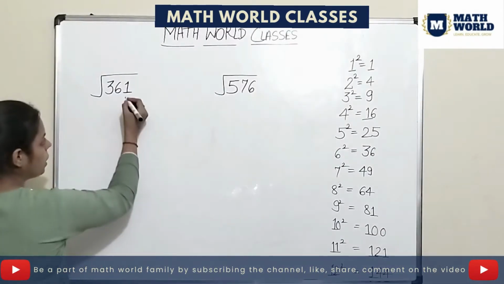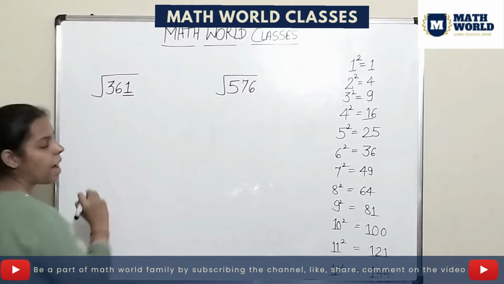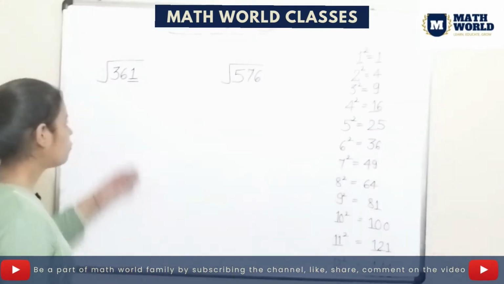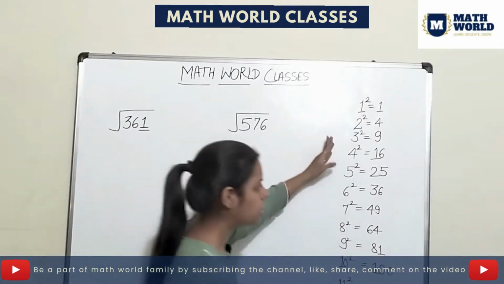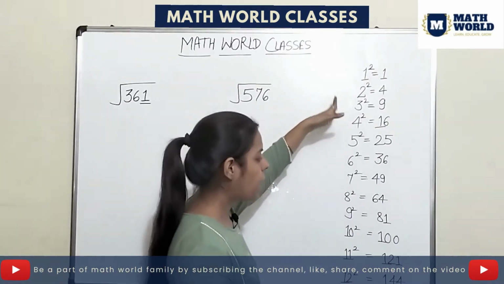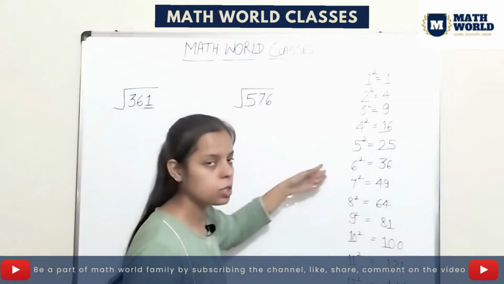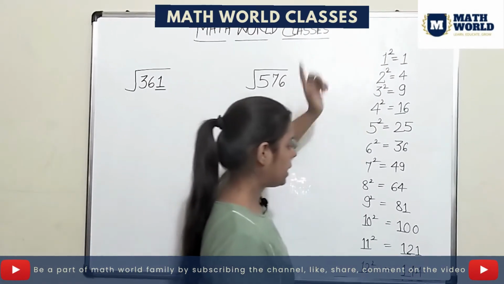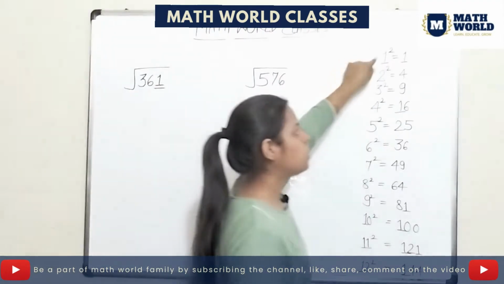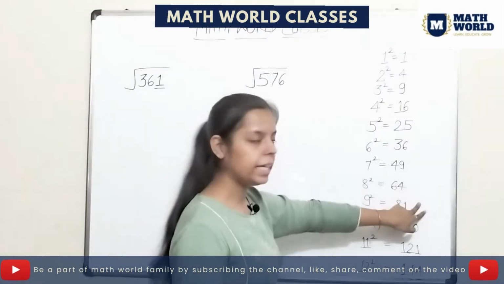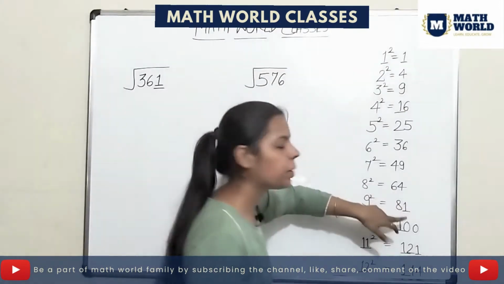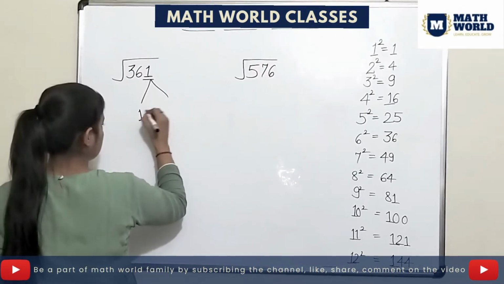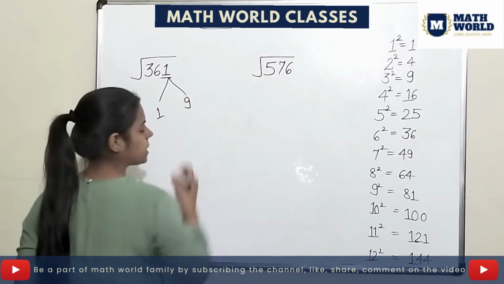So first we will consider the digit we have on the ones place, that is 1. First we have to find out the possibilities of the numbers in which 1 is appearing on the unit place. So here we have two possibilities. First is 1 and next is 9, because 1 square is 1 and 9 square is 81, and in both cases 1 is appearing on the unit place. So I am writing these two numbers here. First is 1 and next is 9.